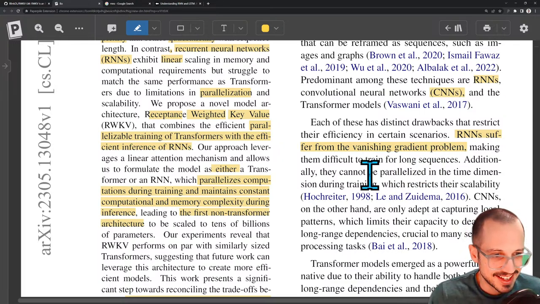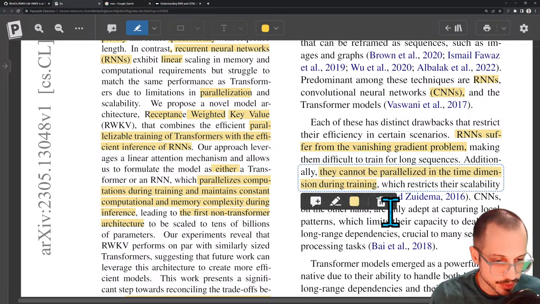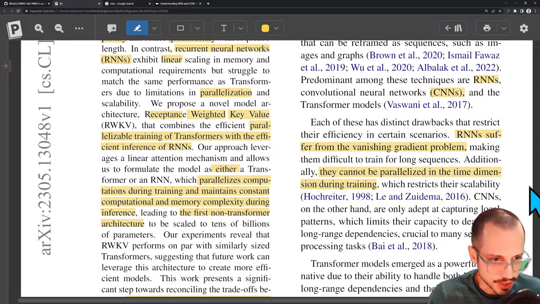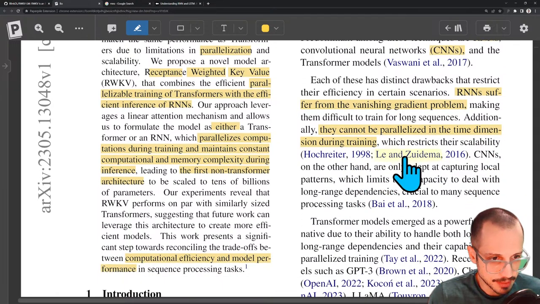Additionally, they cannot be parallelized in the time dimension during training, right? Because you need to have basically this whole sequence of previous time steps, which restricts their scalability. Convnets, CNNs, on the other hand, are adept at capturing local patterns, which limits their capacity to deal with long-range dependencies, crucial to many sequence processing tasks.